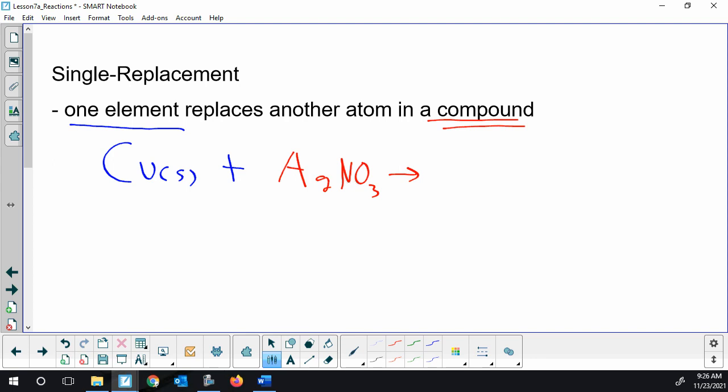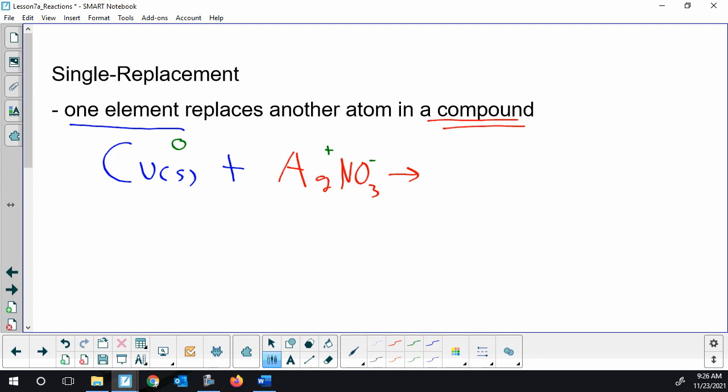Now this copper starts as neutral. We've got silver plus, nitrate minus. And now we have to think, what will copper replace or switch? So you've got to go to your table and realize what charge copper will have when it forms an ionic compound. Is it going to be a positive ion or is it going to be a negative ion?